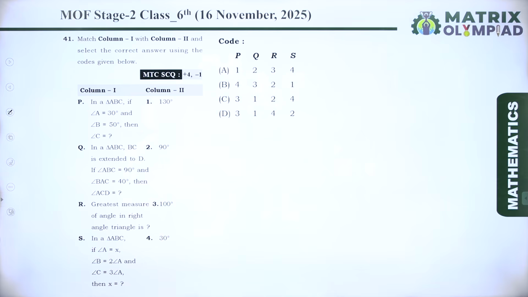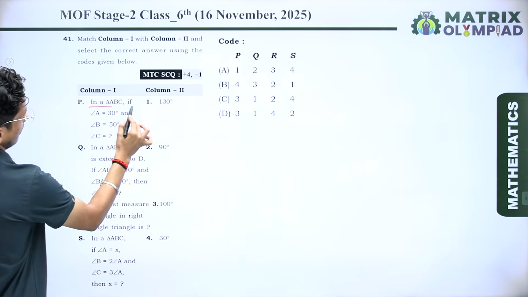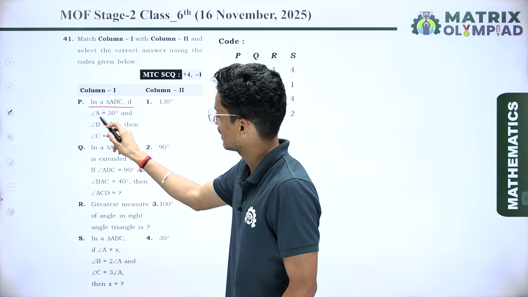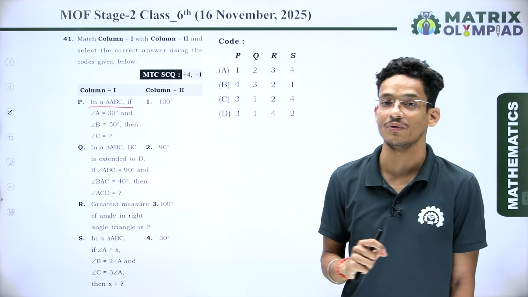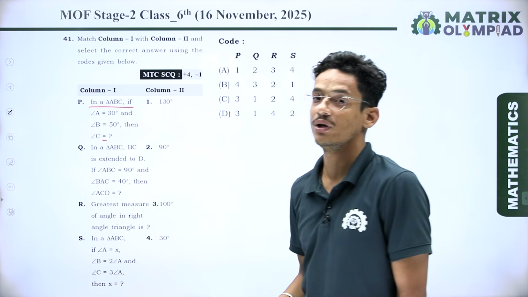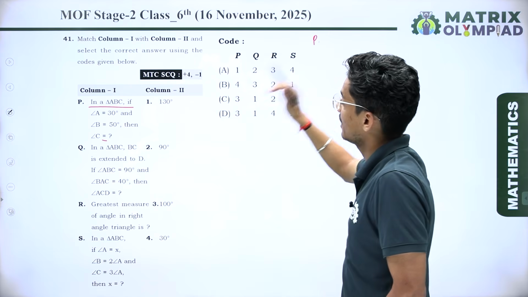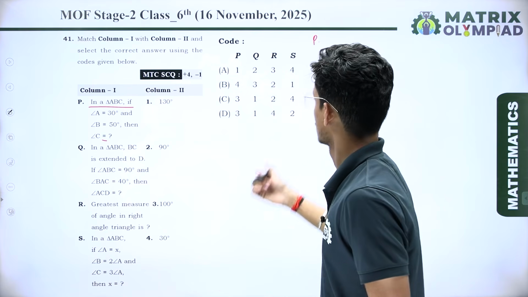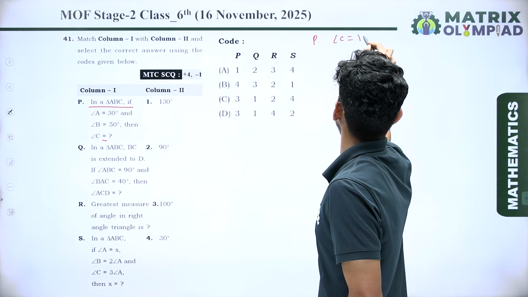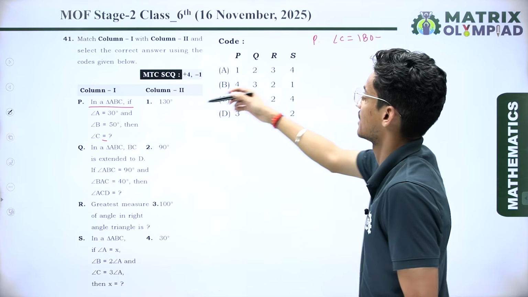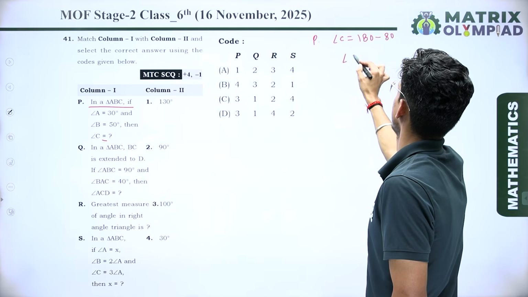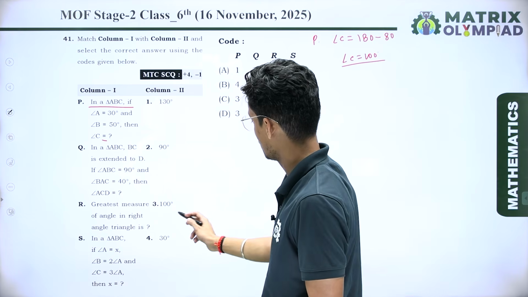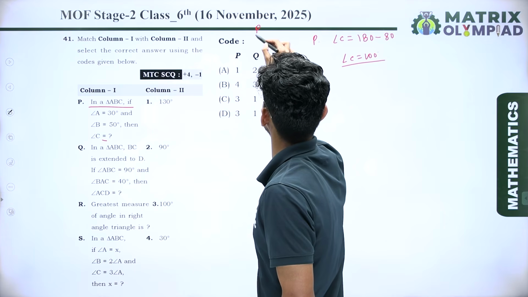So now if I talk about the next question, that is in a triangle ABC, here we have column 1, and in a triangle ABC, if angle A equal to 30 degree and angle B equal to 50 degree, then we have to find the angle C. We know in any triangle, the sum of interior angles is 180 degree. So we have to find the angle C, which is equal to 180 degree minus 50 plus 30, that is 80 degree. So the value of angle C here we get, that is 100 degree. So P is connected to 3. So I can write here P is connected to 3.